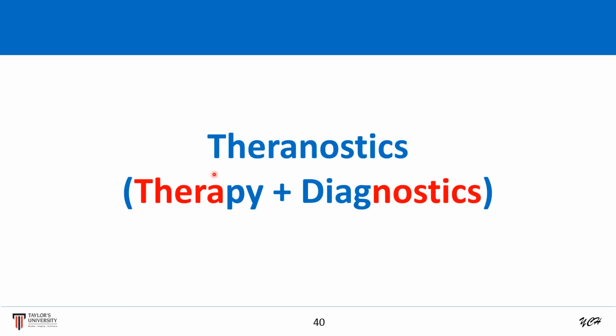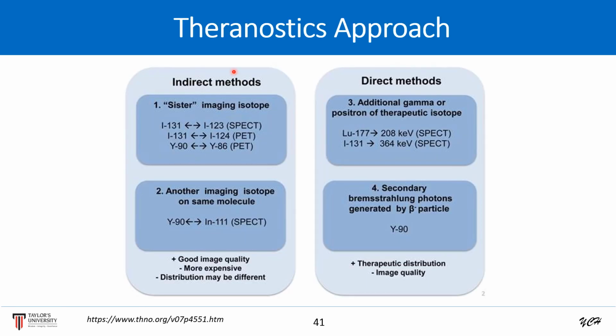And finally, I will talk a little bit about theranostics. Theranostics is a new terminology that stands for therapy and diagnostics. There are multiple ways we can achieve theranostics. It can be divided into indirect methods and direct methods. In the indirect methods, the first approach is known as sister imaging isotopes. For example, RD131 is used for thyroid cancer treatment using beta radiation. But for imaging purposes, we can replace RD131 with RD123 so that we can eliminate the effects of beta radiation on the tissues. Or we can replace it with RD124 and do a PET scan.